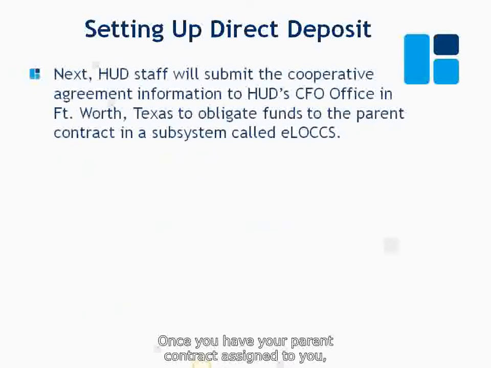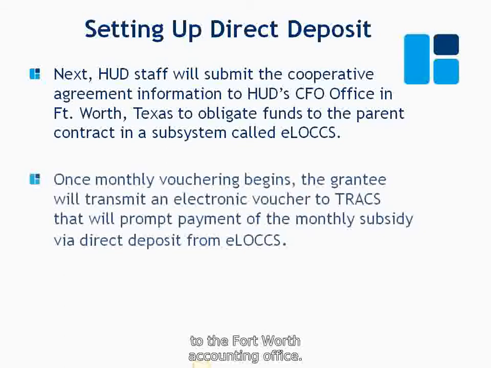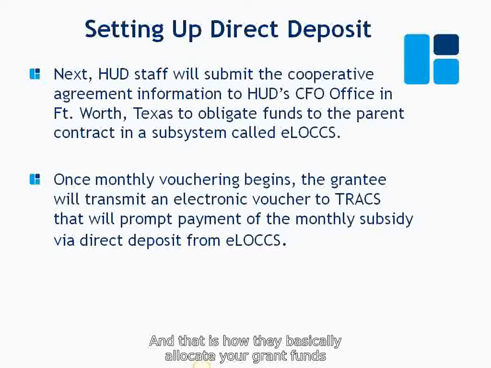Once you have your parent contract assigned to you, HUD staff is going to send your cooperative agreement to the Fort Worth accounting office. And that is how they basically allocate your grant funds to that parent contract in HUD's disbursement system, which is called ELOC. And that's basically just a bank account associated for the funds that are obligated to your particular state grant.